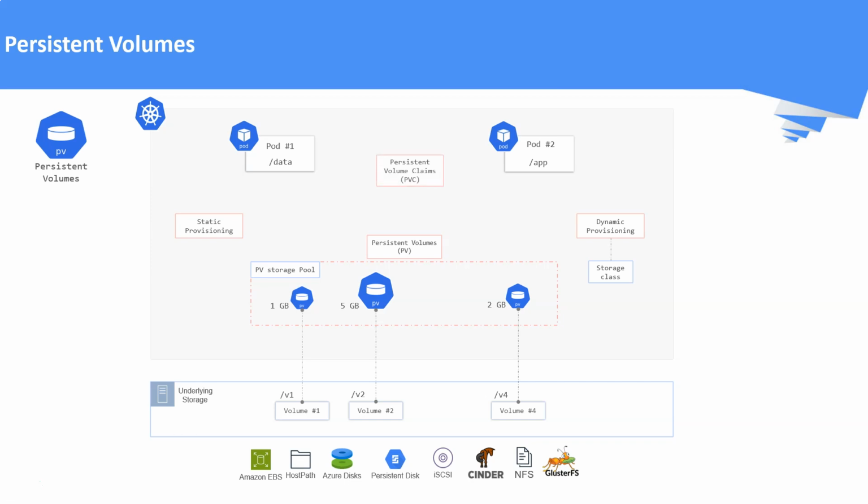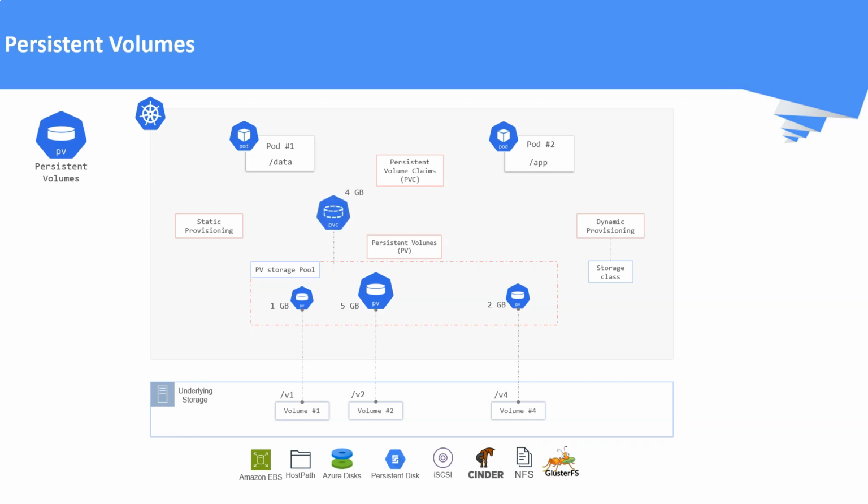A persistent volume claim is a request for storage by the user. It is similar to a pod. Pods consume node resources, whereas PVCs consume PV resources. Claims can request a specific size and access modes too.